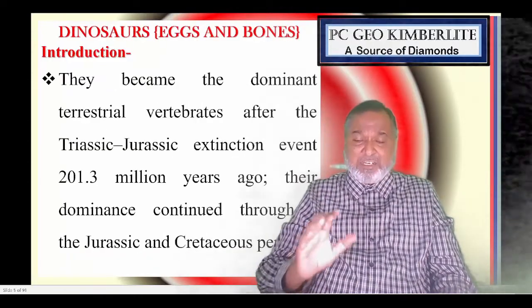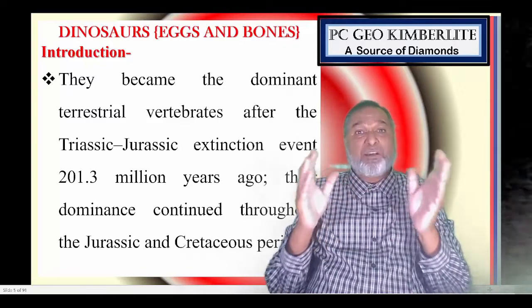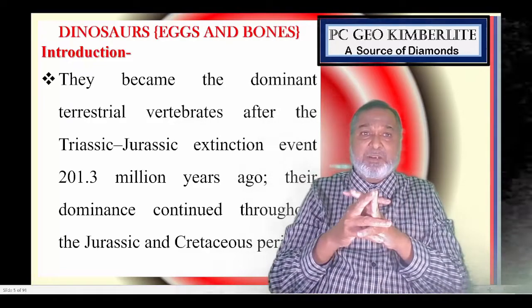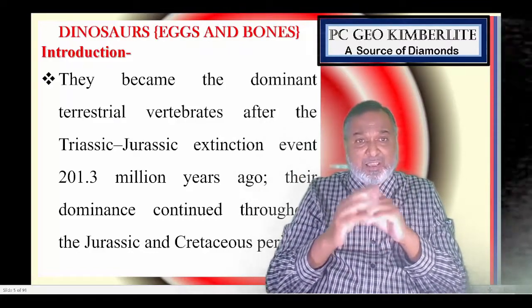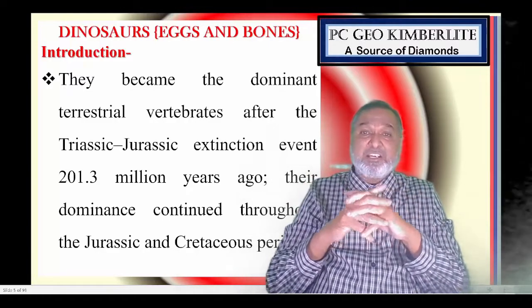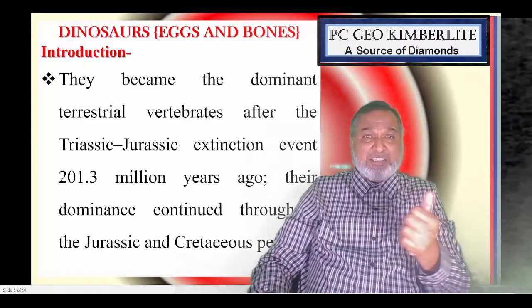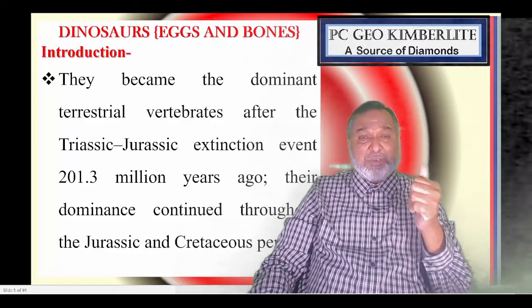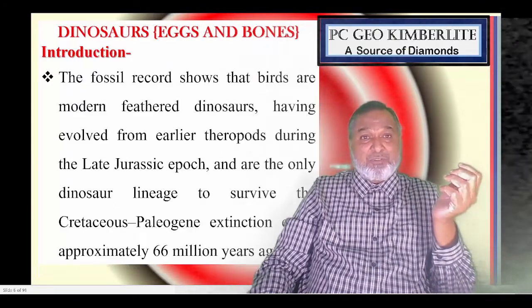It is a research topic, and they became the dominant terrestrial vertebrates after the Triassic-Jurassic extinction event, which happened 201.3 million years ago, and their dominance continued throughout the Jurassic and Cretaceous period. So that is the age of reptiles. Mesozoic is called the age of reptiles.